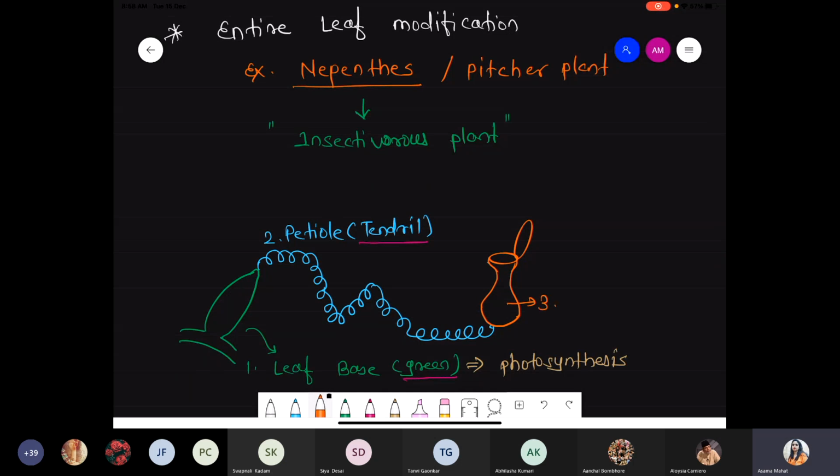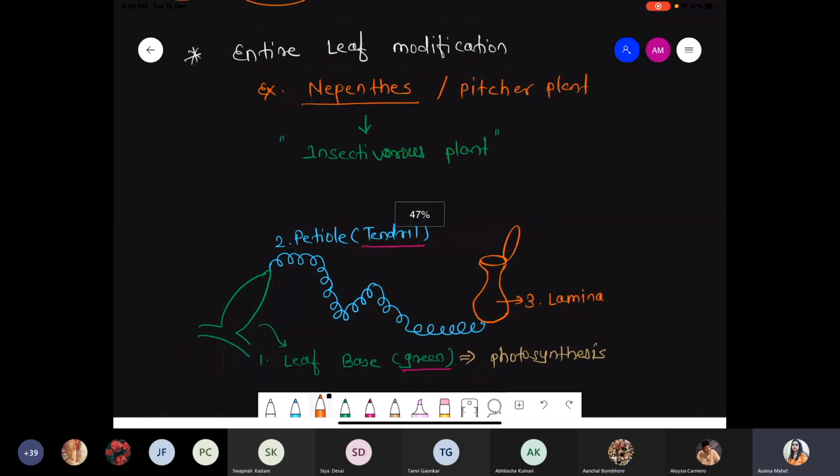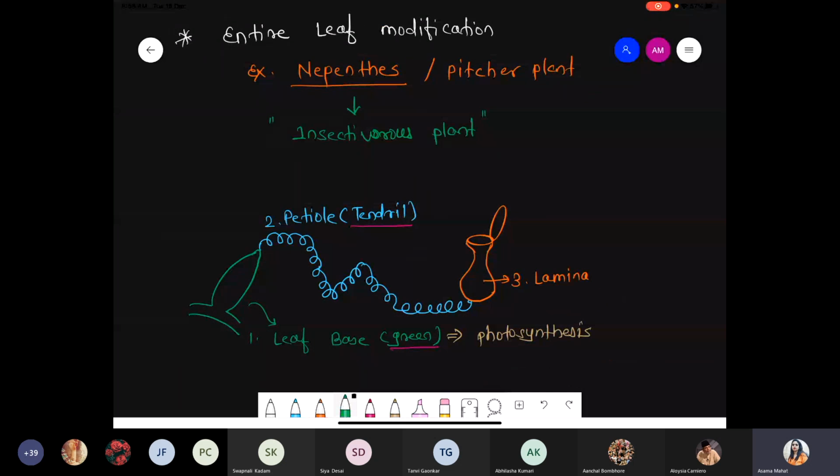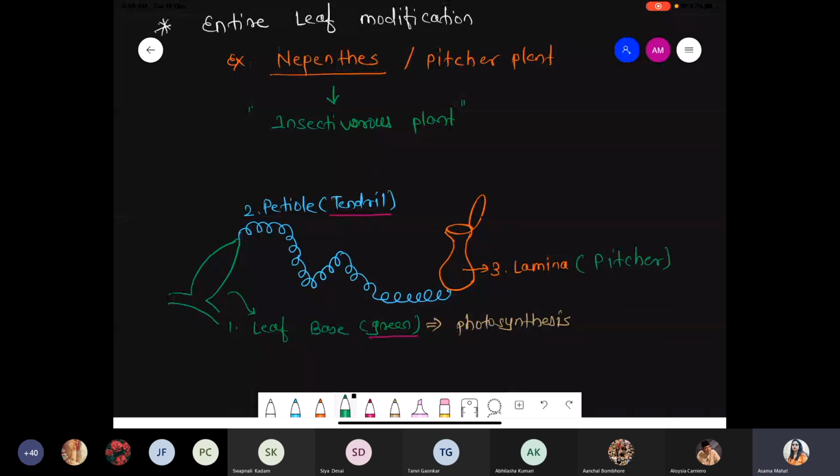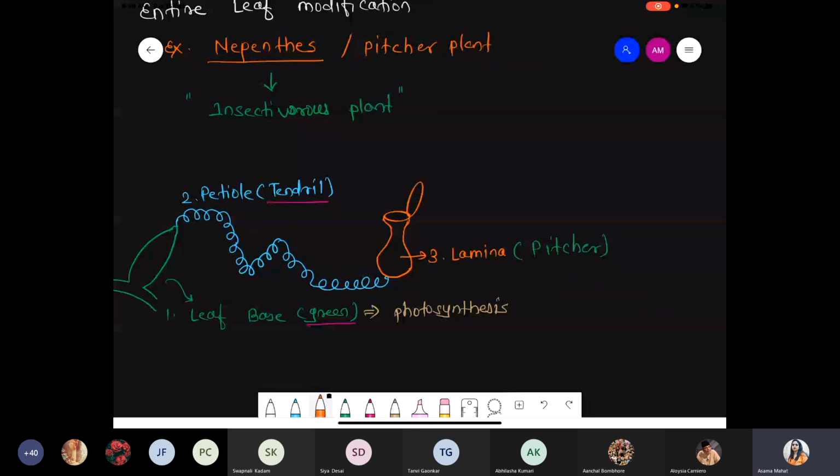This is the third part, and this part is the lamina. The lamina also undergoes modification and forms a feature. Feature means it creates something like a notch or an area where it can easily trap insects. So the lamina undergoes modification and forms a feature, and the main function of this feature is trapping insects.